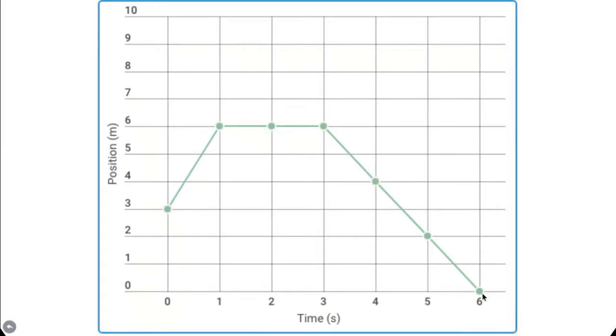To find the velocity from a position versus time graph, you have to take the slope of the line at whatever point you're talking about. So say I'm talking at 2 seconds, the slope would be 0. Or if I'm looking at 4 seconds, the slope is 2 over 1. It's a negative 2 meters per second. Negative just means that it's coming closer to the origin.